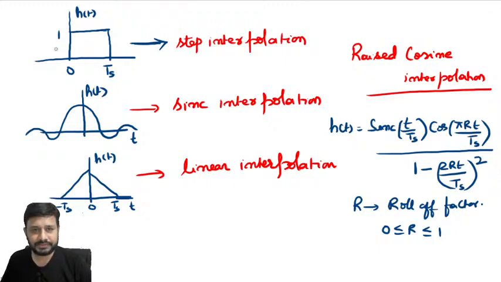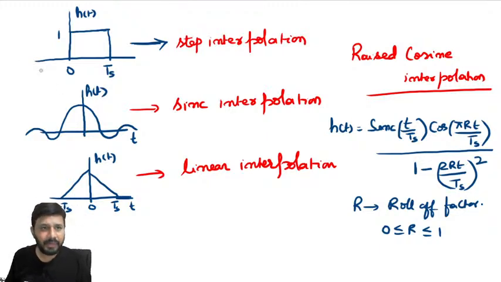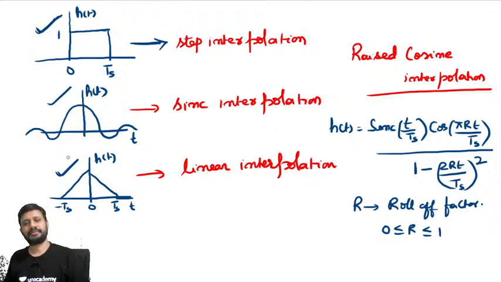Okay, fine. The idea of the discussion is how to reconstruct the signal in time domain. In frequency domain, anyway we know that we take a low pass filter of rectangular pulse shape and pass the spectrum. In time domain, you can use either this kind of rectangular pulse, sinc pulse, or triangular pulse, or raised cosine pulse. Okay.